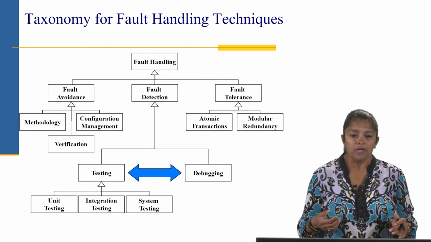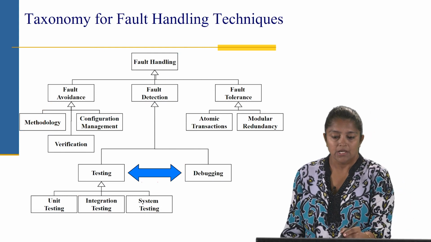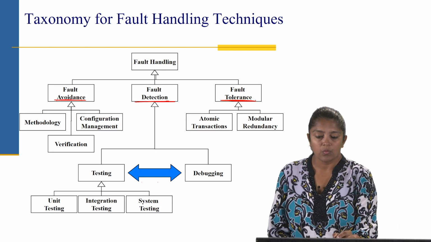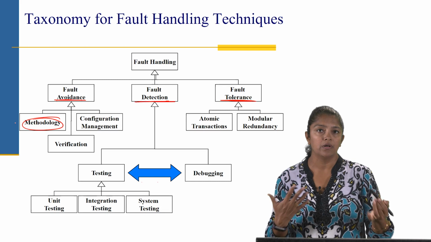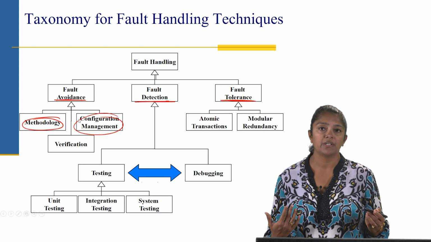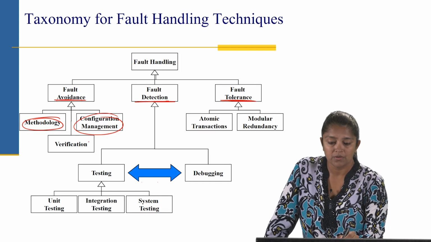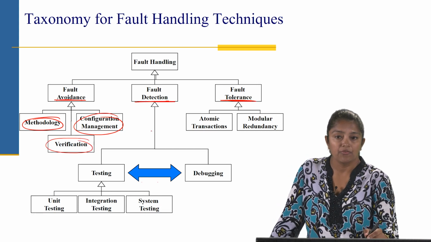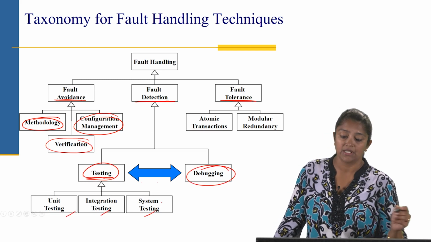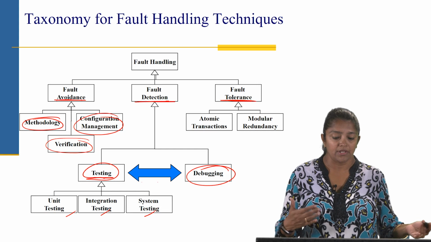So here's a taxonomy of these various fault handling techniques that we just looked at. Basically the three were avoidance, detection, and tolerance. Under avoidance, the idea is to follow a good software engineering methodology and process, follow things like configuration management to handle the different configurations of the software system and make sure we don't get into inconsistencies, and verification. Fault detection involves testing and debugging, and within testing again there's different types of testing like unit testing, integration testing, and system testing, and we'll look at them in detail in later videos.